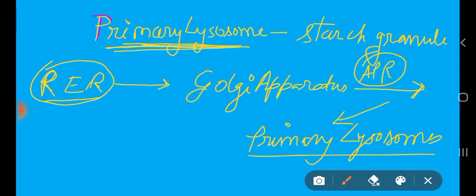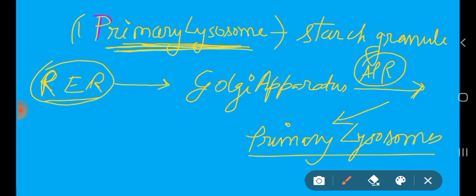So this was about the primary lysosome. Now you should remember that acid hydrolases are found in the secondary lysosome, right? So now we will discuss the secondary lysosome in detail.